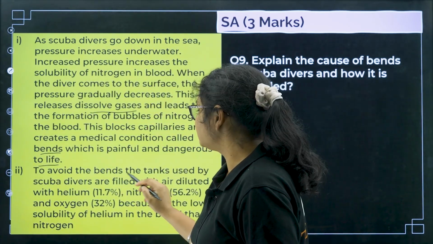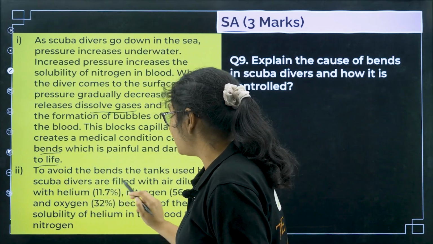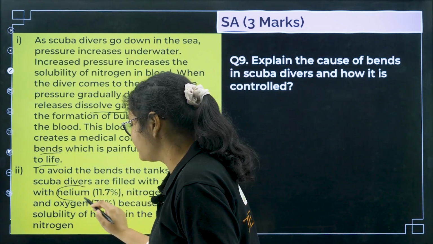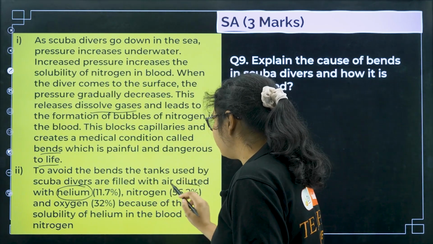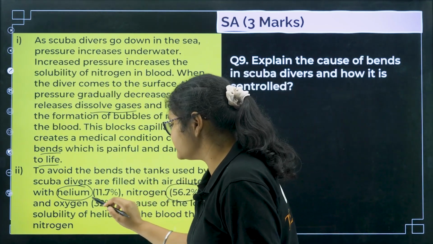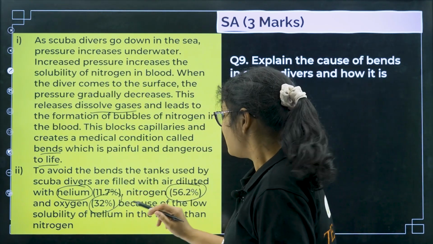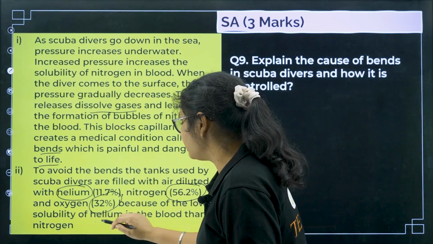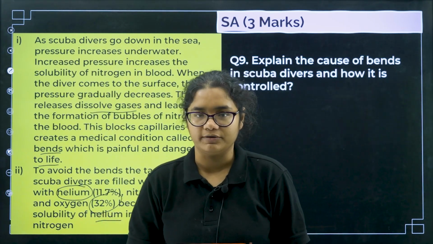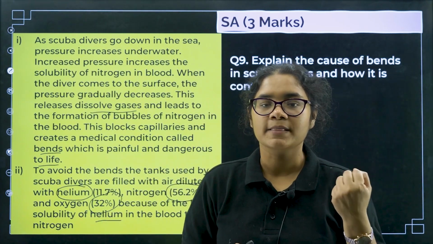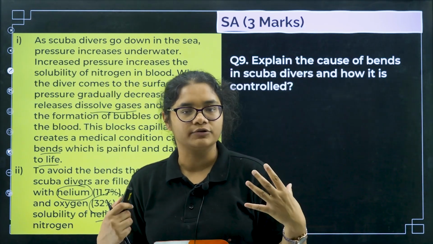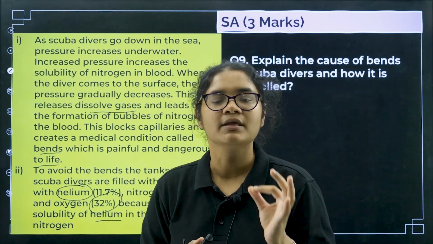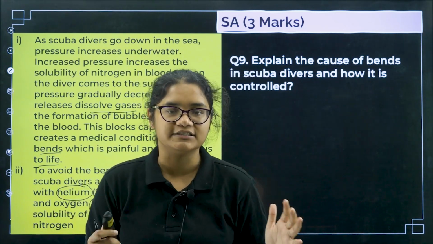How can this problem be solved? For solving this, the tanks used by scuba divers are filled with helium. 11.7% of helium is there, nitrogen 56.2% and oxygen 32%. Because of the low solubility of helium in the blood compared to nitrogen, helium doesn't get dissolved in the blood of the scuba divers, and it protects them from this dangerous situation.